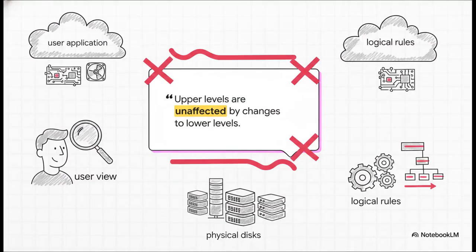And this brings us right to our golden rule for today, which perfectly summarizes everything we've just learned. Upper levels are unaffected by changes to lower levels. This single, powerful principle is really what makes modern computing possible. I want to leave you with this final thought. Imagine, just for a second, trying to redesign a massive global database, like Amazon's or Netflix's, if every tiny hardware upgrade or every single new data field caused the entire user application to just break. It would be literally impossible to innovate.